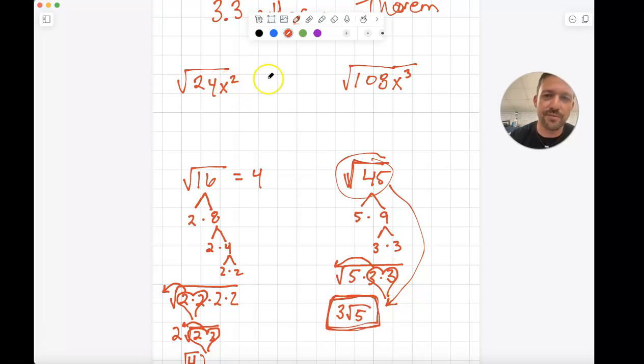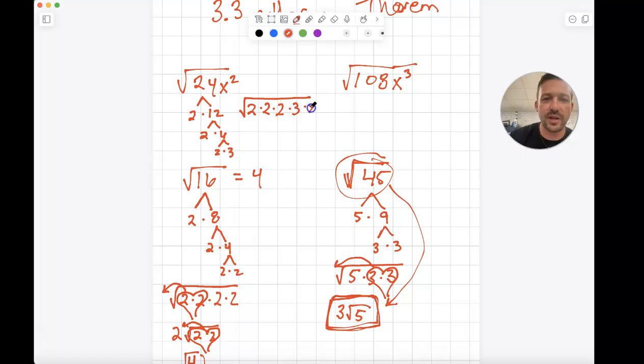Watch, I threw some variables into these ones just to make it different, okay? So let's prime factorize 24. 24 can be 2 times 12, right? 12 can be written as 2 times 6. 6 can be written as 2 times 3. So I can rewrite square root of 24 as 2 times 2 times 2 times 3, right? 1, 2, 3. 3 2's and 1 3.